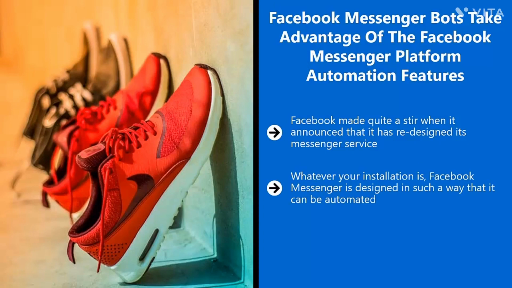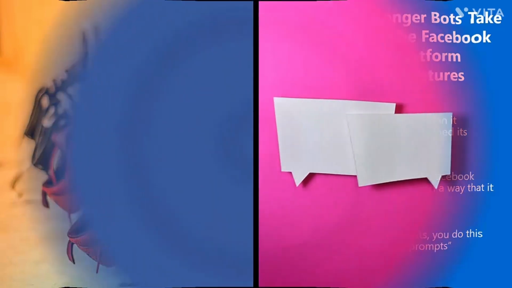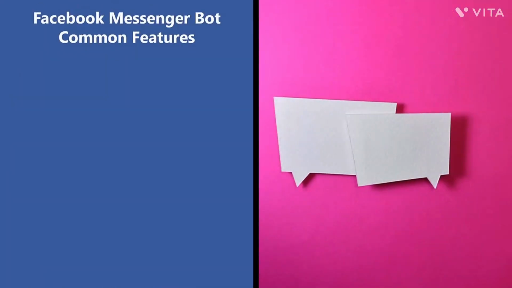By using scripts, you can program your Facebook Messenger app to send predetermined text to people contacting it. It's like calling a customer service number and being asked to press different buttons depending on the nature of your inquiry. But instead of voice prompts, you do this with keyword or phrase prompts. For example, if you run an online shoe store and people are interested in Nike Air shoes with certain attributes, they can type in the brand name and the model or any other identifying information, and then you can set up a Facebook Messenger bot to give your prospective customer key information like availability, price, and variations that may be in stock.